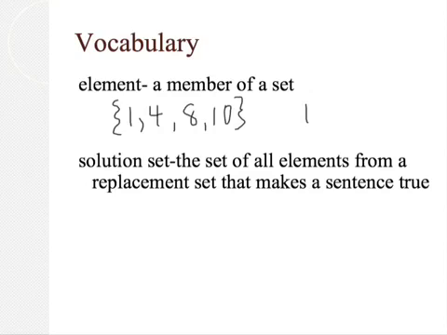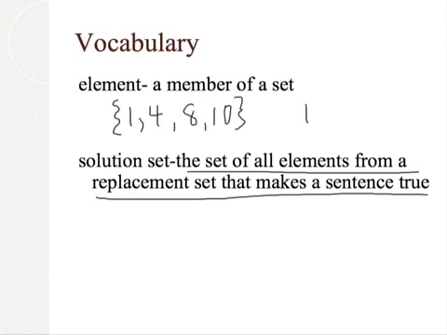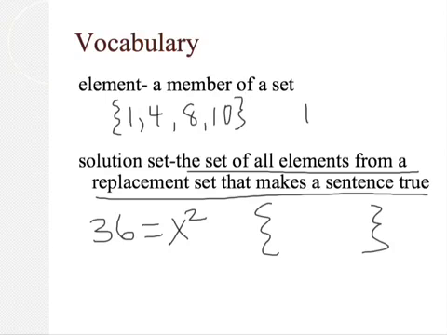A solution set is the set of all elements from a replacement set that makes a sentence true. So if I were to consider a problem like this, 36 is equal to x squared, and I were to consider certain values from a set to be replacement sets, I'd say you can try 1, 4, -6, 6. So this is the replacement set. This is a set of numbers that I'm going to allow you to replace in here for x. And the solution set are the numbers that will work.